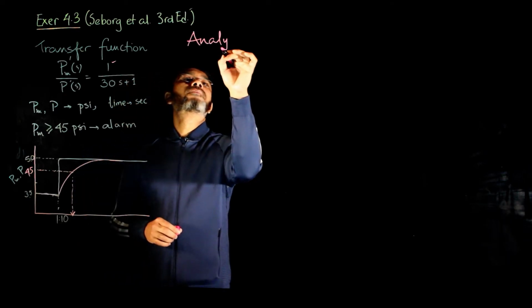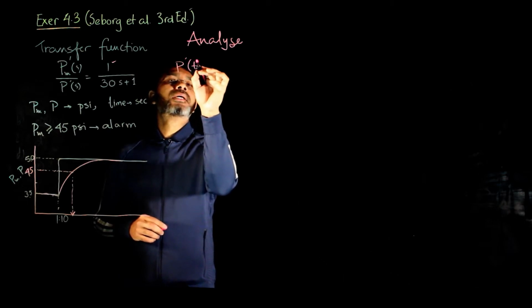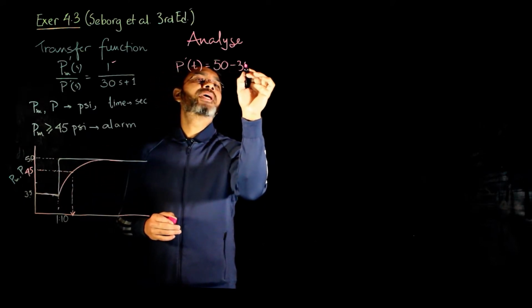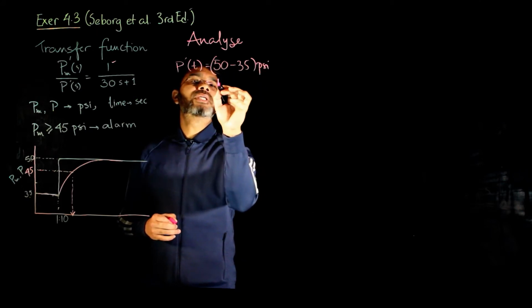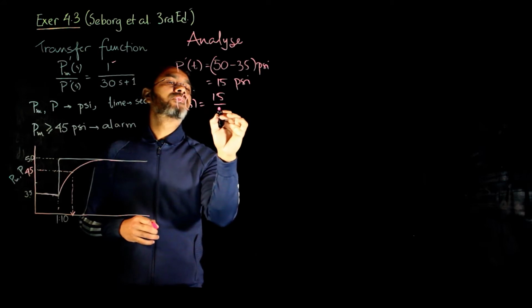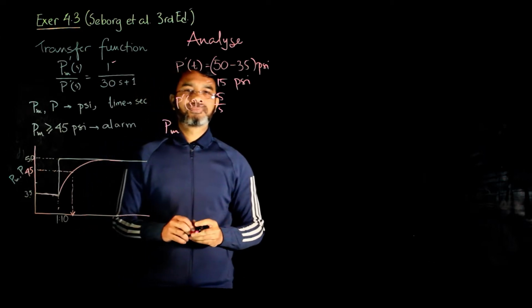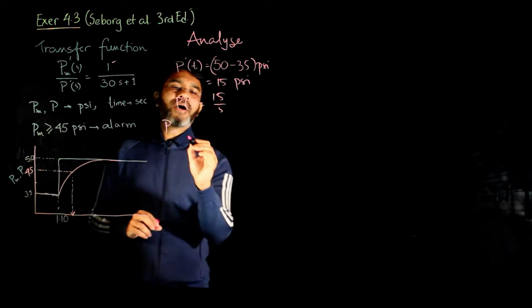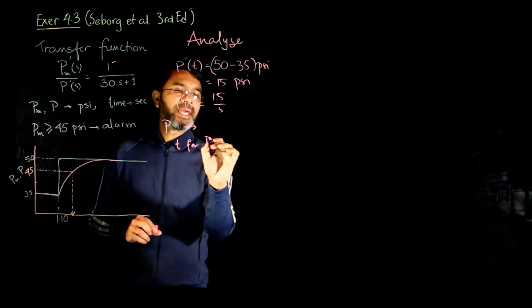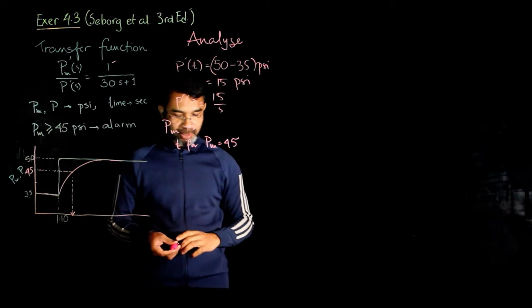To analyze the problem, we have P prime of t going from 35 to 50 psi, so that is 50 minus 35 psi, equals 15 psi. So P prime of s will be 15 over s, and then we have to figure out what this Pm will be. And when you find that expression for Pm, you need to find the t for Pm equals 45 psi. So that's the procedure to follow for this particular problem.